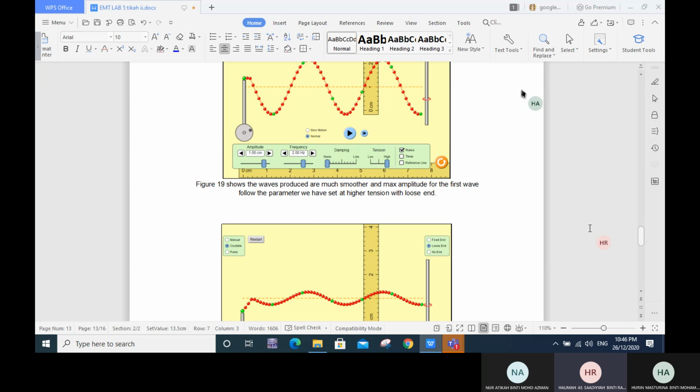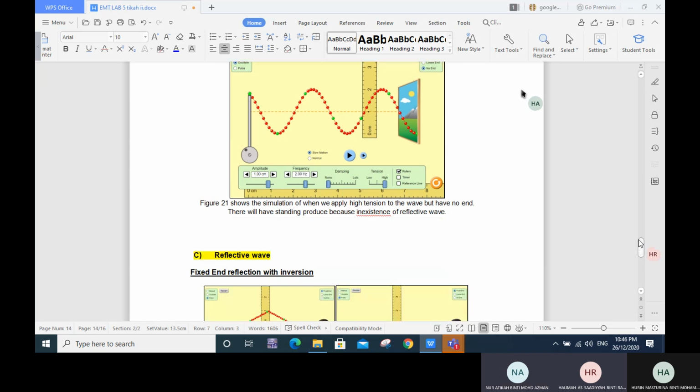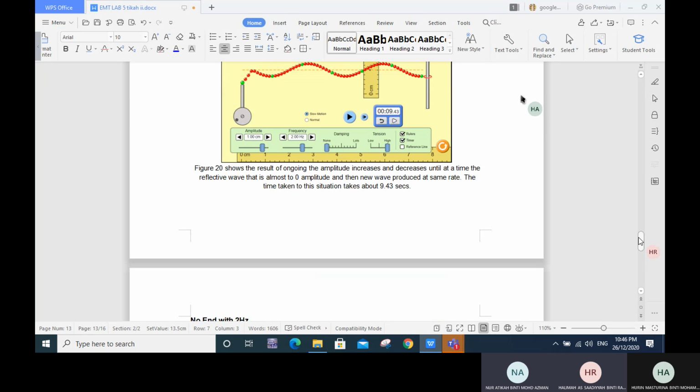For the part of loose end, we still use the same frequency and we measured that the wave produced is much smoother and the max amplitude for the first wave follows the parameter we have set at a higher tension with loose end. As it goes by, the amplitude increases and decreases until the reflective wave is at zero amplitude and the new wave is produced at the same rate. The time taken shows a result of 9.43 seconds.